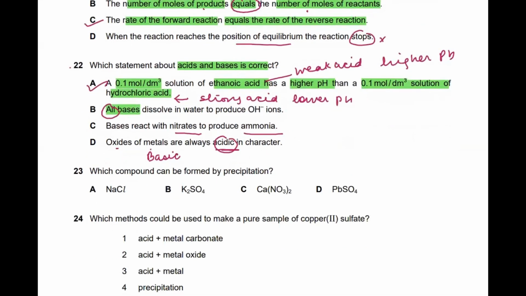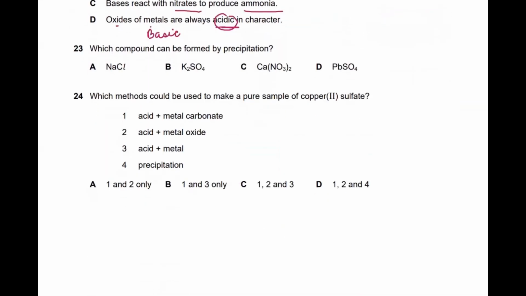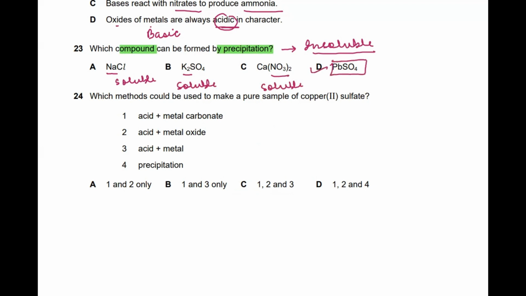Coming further, we have question number 23: which compound can be formed by a precipitation reaction? For precipitation, we have to check which salt is insoluble. You have to memorize which salts are insoluble. Out of A, B, C, I can see group 1 salts are all soluble. Potassium again belongs to group 1, so that's soluble. And all the nitrates are again soluble. So I have lead sulfate, which is basically insoluble and will be prepared by a precipitation reaction.